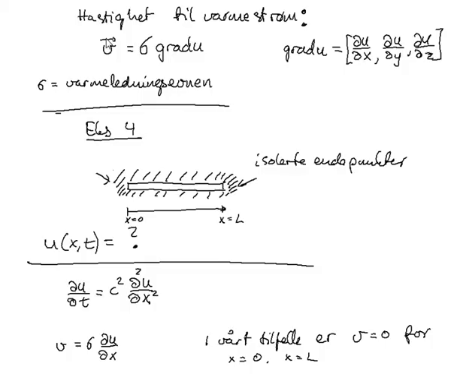Experimental studies show that the velocity of the heat, which is a vector, is given by some constant, the heat conductivity, multiplied with the gradient of u. The gradient of u is the vector of three components: the first component is the partial derivative of u with respect to x. The second component, of course, is the partial derivative of u with respect to y, and the third component is the partial derivative of u with respect to z.